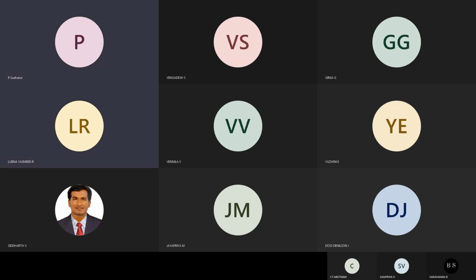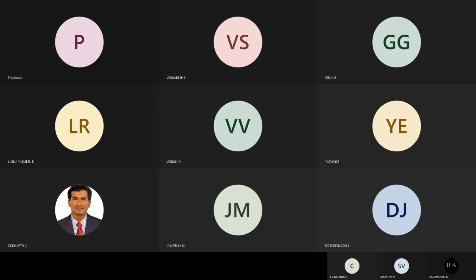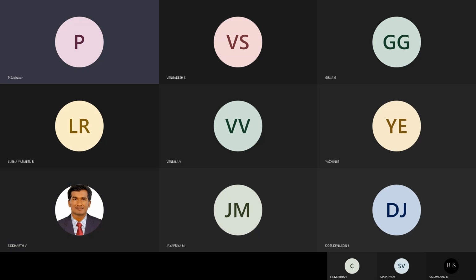So the H1C value will be approximately 2.08 watt per meter square degree centigrade.